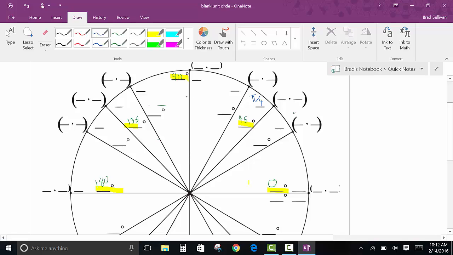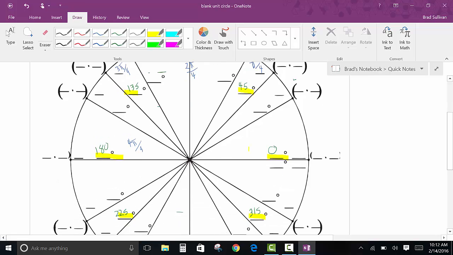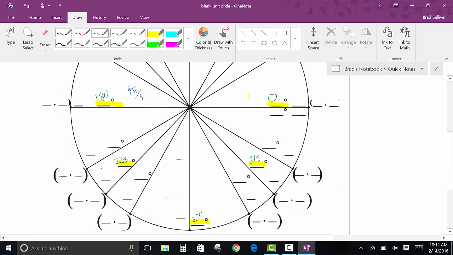Now if I go to the next one, I know that's going to be 2 pi over 4. Okay, and then I'm going to go to 3 pi over 4. Then I'm going to go to 4 pi over 4, and I'm just going to keep counting around that circle like this. So this next one is 5 pi over 4. Okay, then 6 pi over 4. And then 7 pi over 4. Now really I'm all the way back to 8 pi over 4, like that.